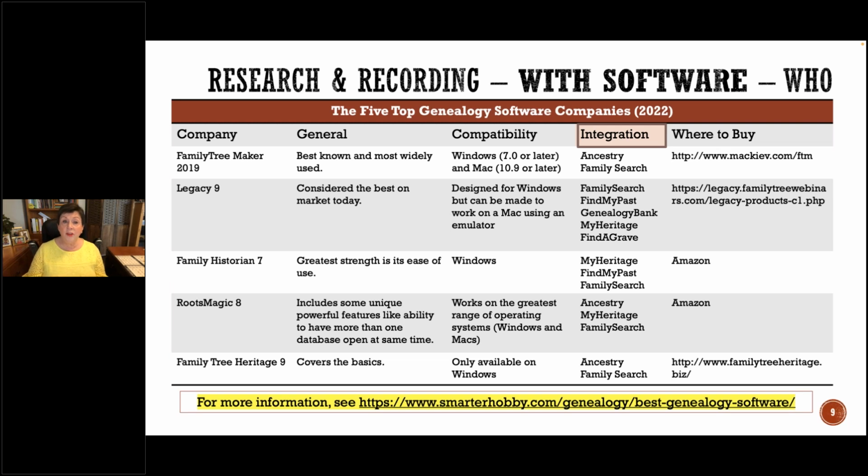So the five top genealogy software companies are Family Tree Maker 2019, Legacy 9, Family Historian 7, RootsMagic 8, and Family Tree Heritage 9. This chart, which will be in the October package, will indicate what they're known for, generally speaking, what their strengths are, their compatibility, and where to buy them. But I'm going to need to tell you a little bit more about integration, because this really is a key feature of any software that you may be interested in.